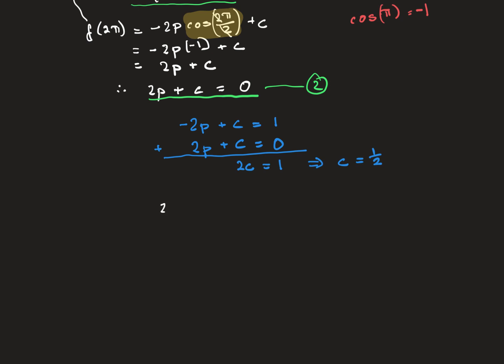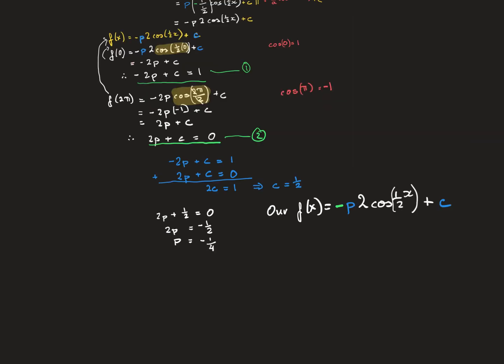Okay, if I substitute the c is equal to a half in this particular second equation, I will just get 2p plus a half is equal to 0, which means that 2p is equal to negative a half, which means that p is equal to negative a quarter. I've rewritten our function up here, remembering that it has a negative sign in front of the p. If you lose that, we're going to get a mistake.